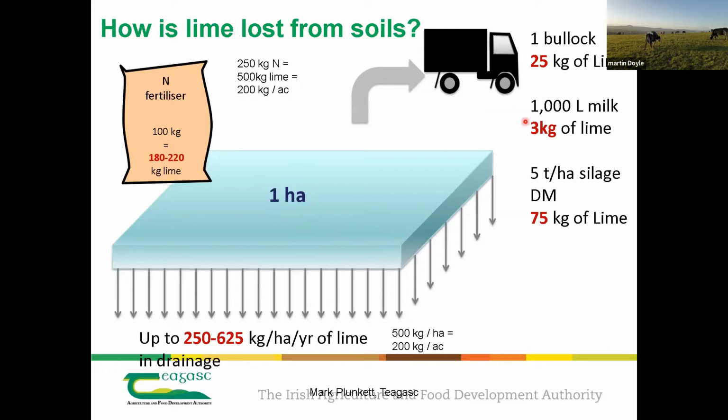And then we have the other offtakes in beef and milk and in silage. So if we soil sample every 4 years, we're more or less losing a minimum of 1.6 tons of lime in the 4 years. So it's back to our old recommendation, which was roughly put out 2 tons of lime every time we sample, which was every 3 or 4 years. So it falls in line with what we have been doing.